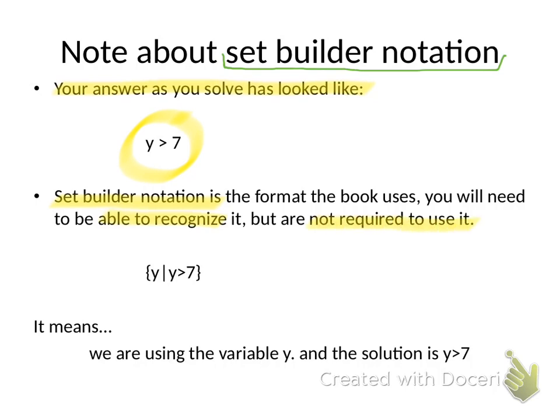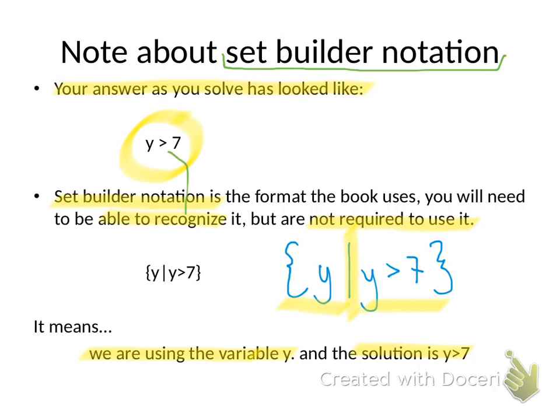Now, set builder notation has some brackets, and then the variable that's being used, and that just means we are using the variable y. Then it has a line, and then it has the actual solution. So in this case, y is greater than 7, and then the bracket is closed. So for the variable y, the solution is y is greater than 7. That's what set builder notation is. But super simple to recognize. You just have to look in the second half to find the solution.